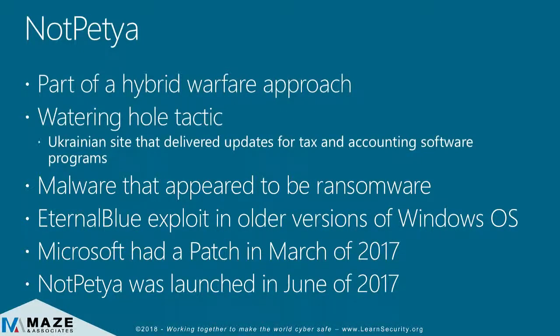And then the malware did something different. This malware acted like it was ransomware, but it wasn't ransomware. It was actually designed to destroy. But people got it and they thought it's ransomware. They assumed that it's cyber criminals again and that they just need to pay. Well, it wasn't really ransomware. It really was designed to destroy. Interesting thing, it was the EternalBlue exploit again that was used. Microsoft had a patch for it in March of 2017, and NotPetya was launched in June of 2017. Now, that should tell us right off the bat, patch management is very, very important.